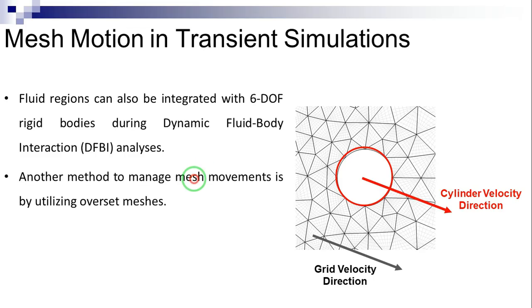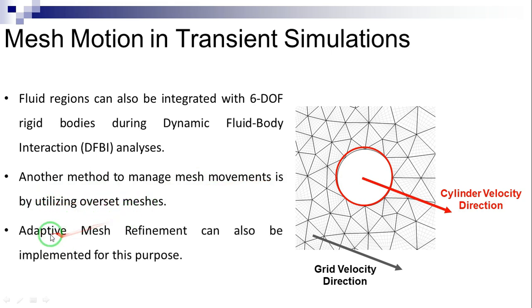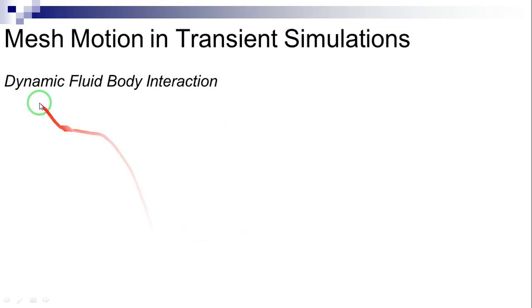Another method to manage mesh movements is by utilizing overset meshes. Adaptive mesh refinement can also be implemented for this purpose.